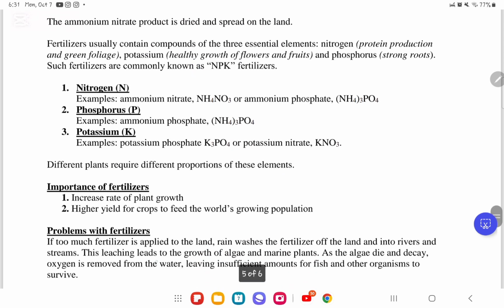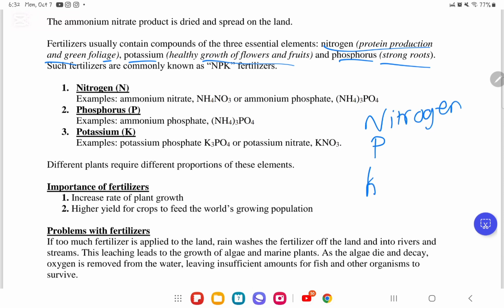So fertilizers contain compounds of the three essential elements: nitrogen, phosphorus, and potassium. So why do we need nitrogen? They produce the proteins and they make the plant green. Potassium helps the plant and flowers and fruits grow healthier. And phosphorus will give it strong roots. So such fertilizers are known as NPK. N is for nitrogen, P is for phosphorus, and K is for potassium.